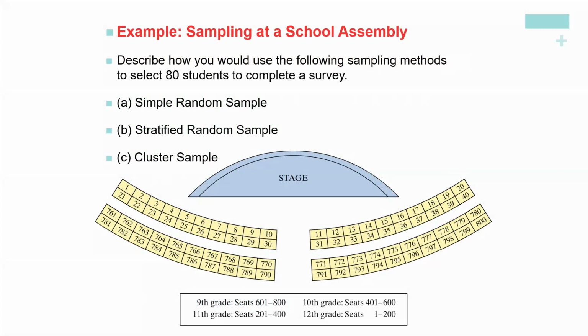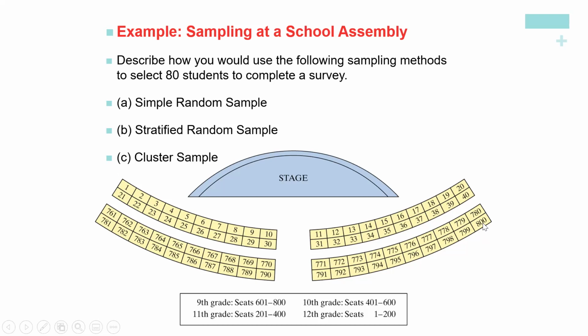So here we have a school assembly. Describe how you would use the following sampling methods to select 80 students from the assembly. Well, if we're doing a simple random sample, okay, the easiest way is if I have how many seats? I have up to 800 seats.